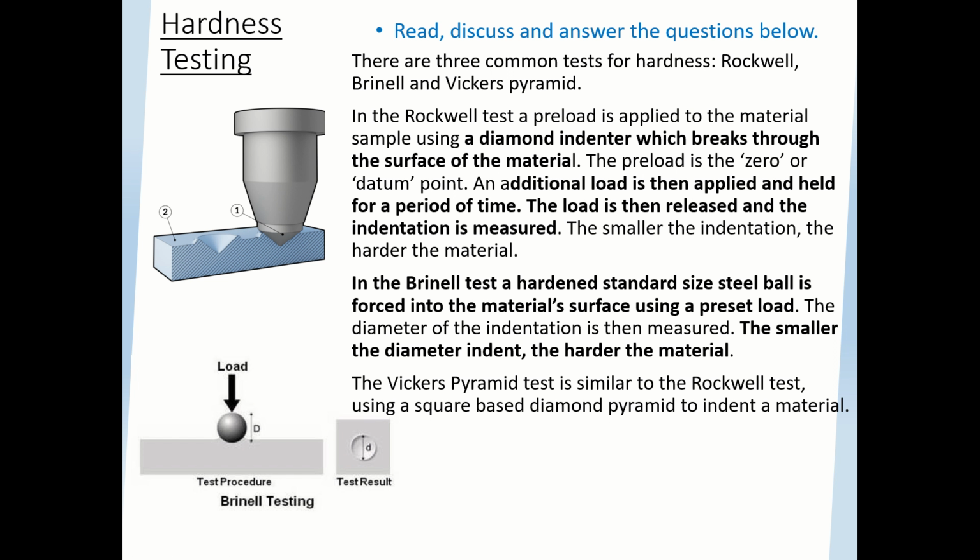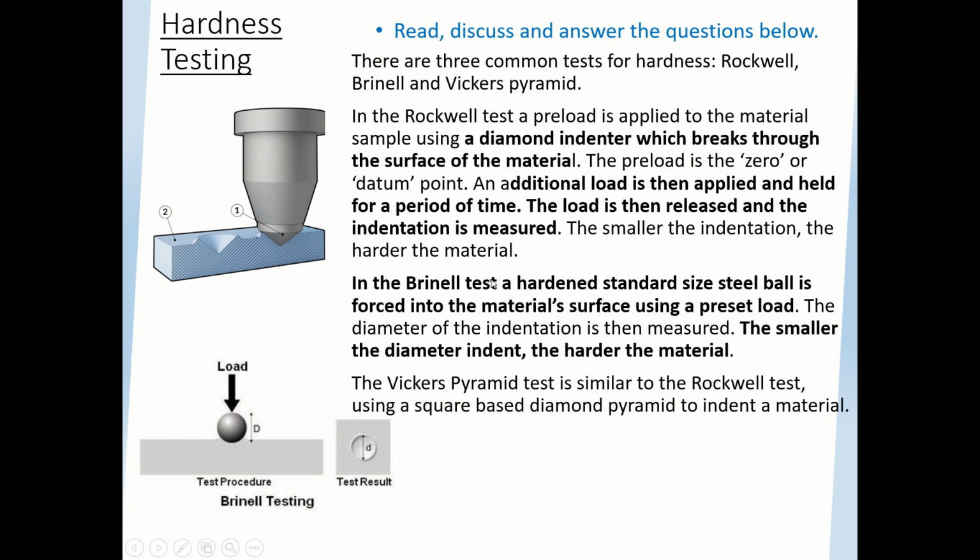So there are three common tests for hardness: Rockwell, Brinell, and Vickers Pyramid. In the Rockwell test, a preload is applied to the material using a diamond indenter, and that breaks through the surface of the material. The preload is the zero or datum point. An additional load is then applied and held for a period of time. The load is released and the indentation measured. So all you need to remember is an indenter is held on the material, leaves an initial small dent, and then force is applied, and they're looking to see how much that dent goes down and springs back.